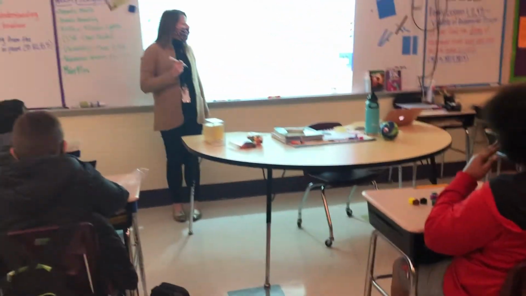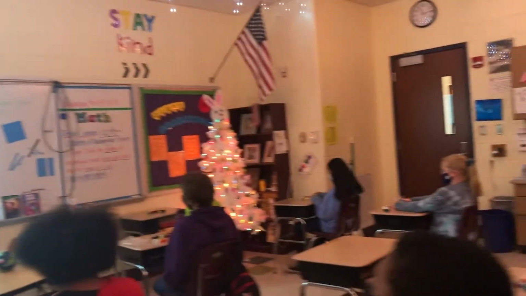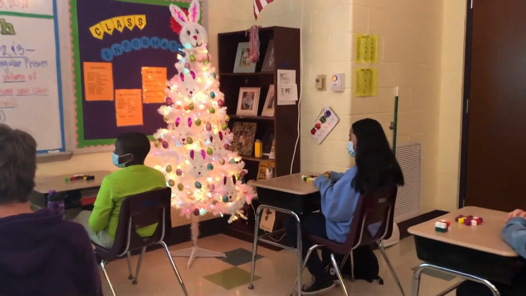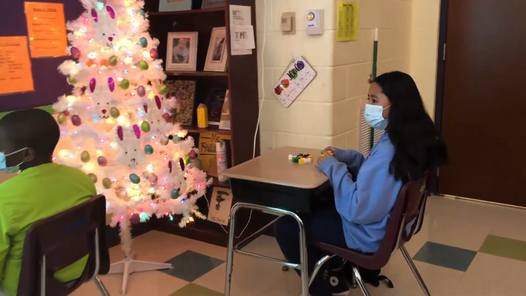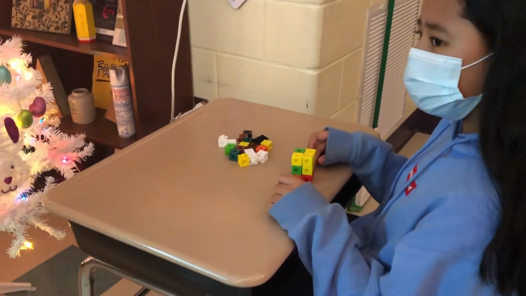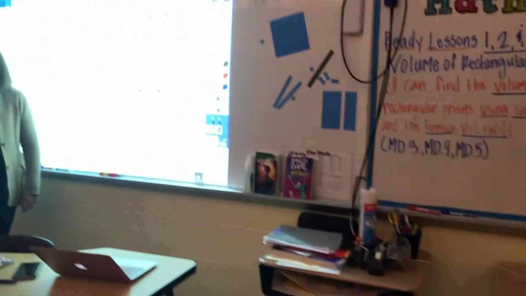All right, Sonica. My length is 2. Okay. My width is 2. Okay. Height is 3. Does Sonica's prism work? Yes. Yes, very good, Sonica. That gives us a volume of 12 cubic units.